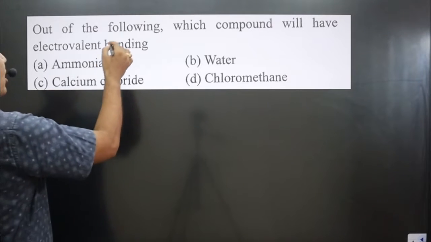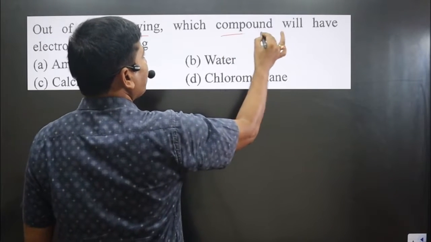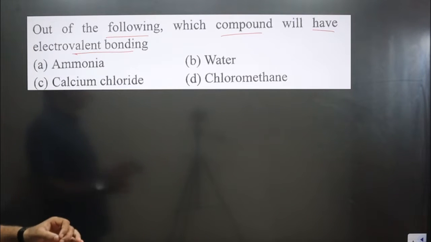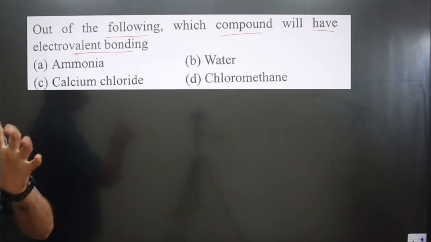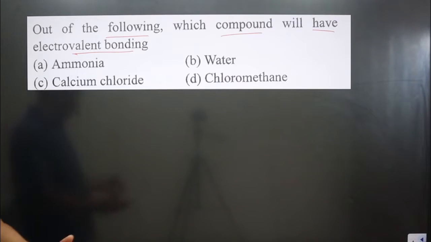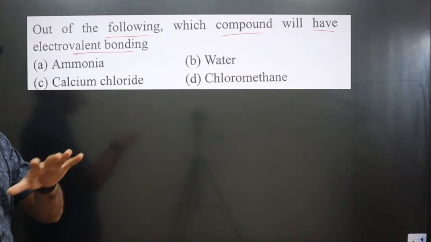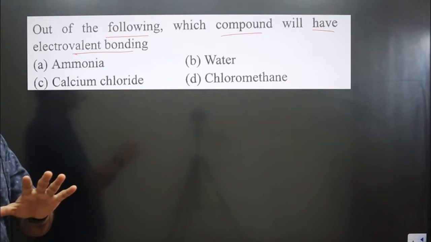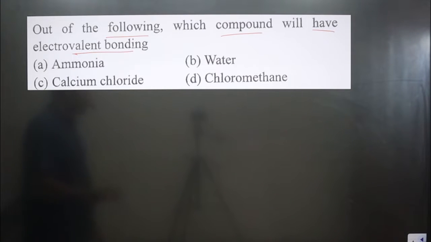The question says, out of the following, which compound will have electrovalent bonding? Electrovalent bonding in the sense ionic bonding. And we have learned ionic bond is formed by metal as well as non-metal, by the transfer of electron. So first of all, we write down the chemical formula of these compounds and then we can determine which one is forming ionic bond, electrovalent bond.